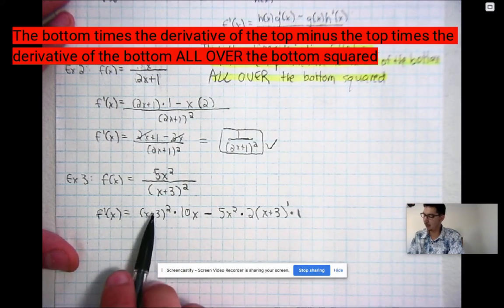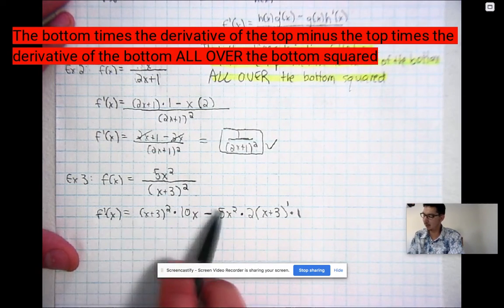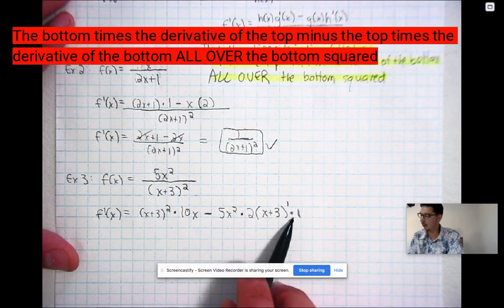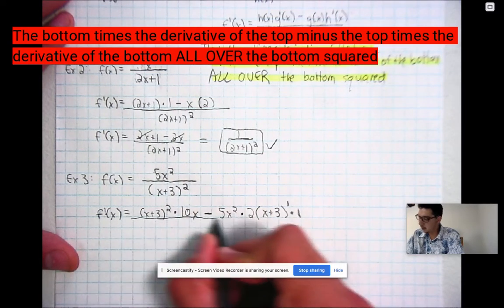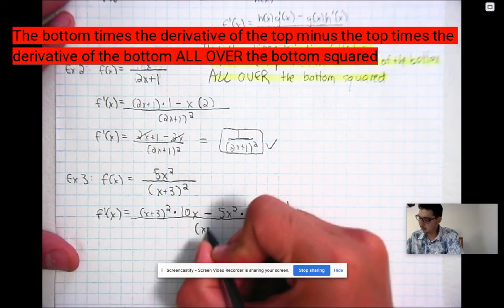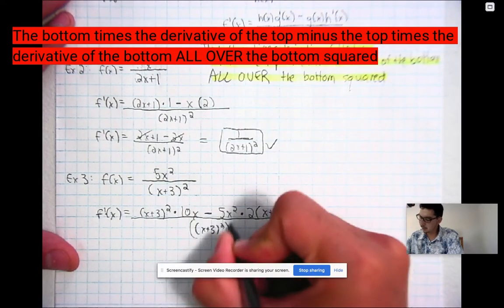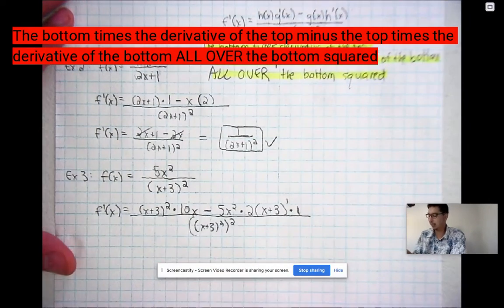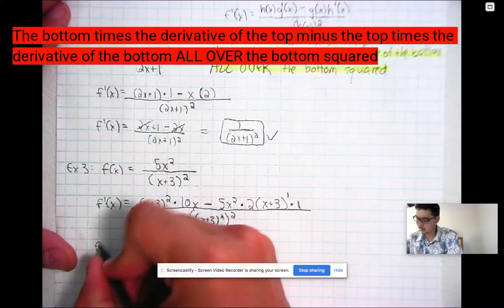So where are we at? We have the bottom times the derivative of the top minus the top times the derivative of the bottom. Oh yeah, all over the bottom squared. And there it is. I mean, that's the answer. We just like to clean it up so it doesn't look so bad.